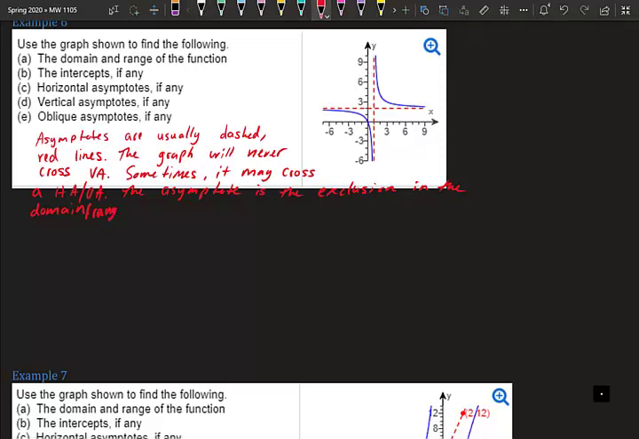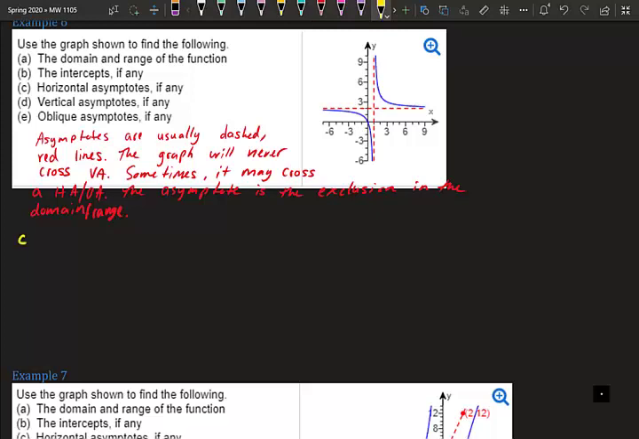There we go. All right, so we're going to use the graph to find the domain and range, intercepts, horizontal, vertical asymptote, and oblique asymptote. We're actually going to start in the middle and then work our way down, then back up, if that makes sense. So we're actually going to start at C.